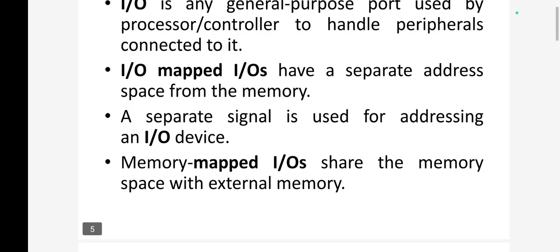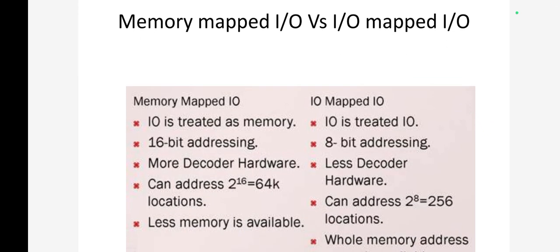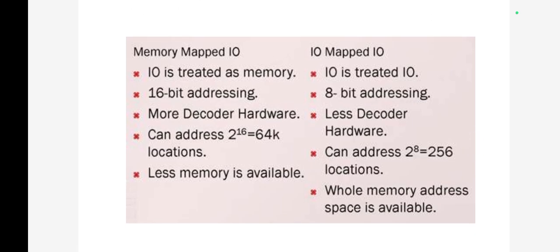IO mapped IO has a separate address space from the memory. A separate signal is used for addressing an input output device, and in the case of memory mapped IO, they share the memory space with external memory. Let's see the differences between memory mapped IO and IO mapped IO. In memory mapped IO, the input output is treated as memory, but in the case of IO mapped IO, input output is treated as input output only.